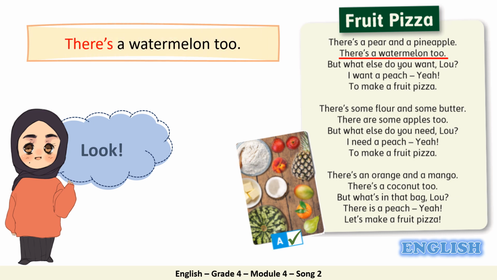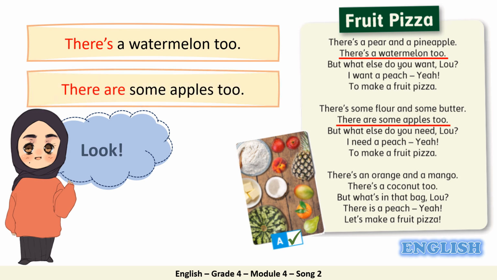There is a watermelon too. Look at the other sentence. Read it along. There are some apples too. What is the difference between there is and there are? Let's find out together.